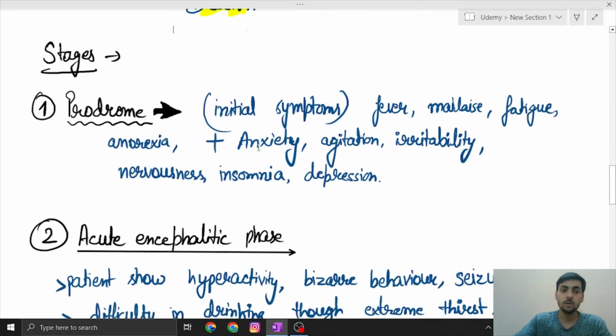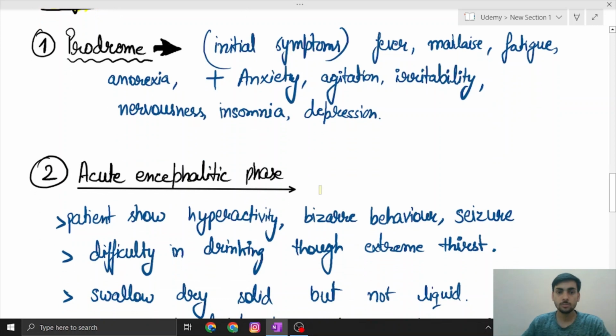Now let us study how the stages of the disease of rabies virus progress. The first stage is the prodrome stage. Here it is, the first stage, the prodrome stage. These are the initial symptoms shown by a patient. A patient can suffer from fever, malaise, fatigue. Apart from that, anorexia is also seen.